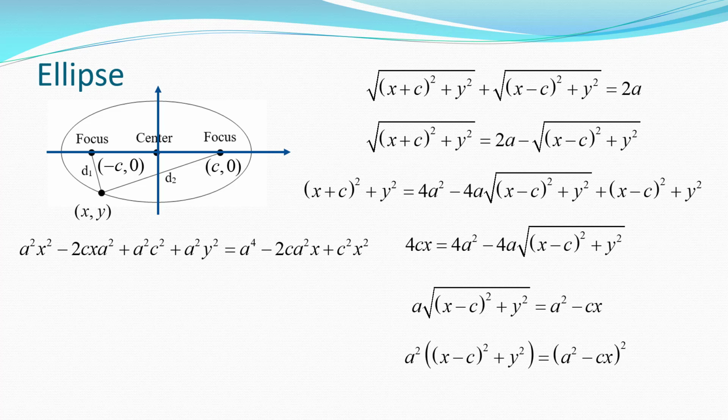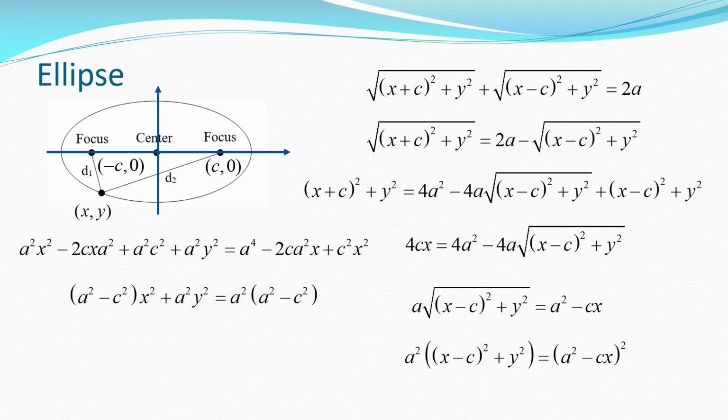Notice though, once again, there's a bunch of things that cancel. So I'll just cancel them. You have a minus 2cxa squared on both sides. Notice that you have a c squared x squared on the right-hand side. I'll subtract that. Notice that you have an a squared c squared. I'll subtract that. By doing so and combining terms, you get this.